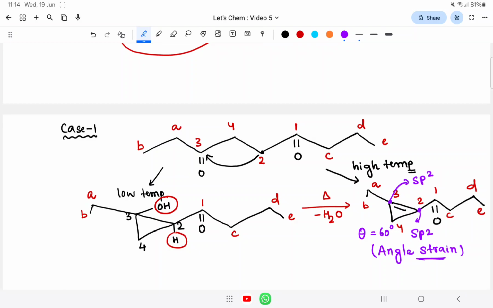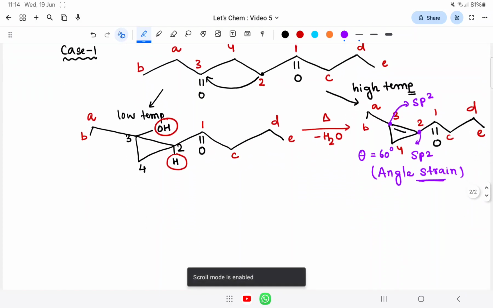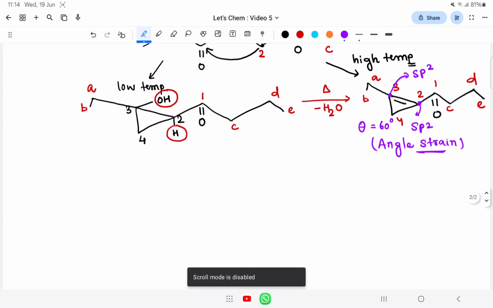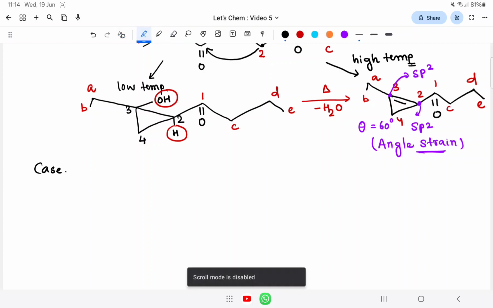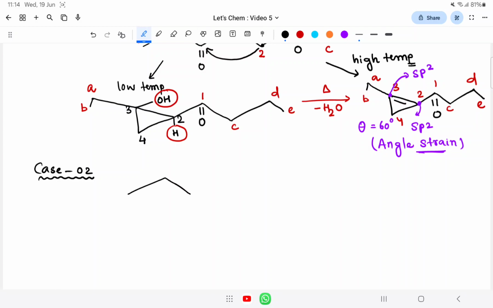Now if we see case 2, you are going to tell me which case is going to be the more favorable one considering the stereochemistry part. In case 2, guys, I'm going to draw my original structure again. Case 2. I'm going to draw the original structure again.